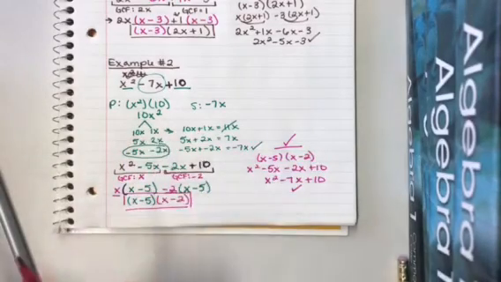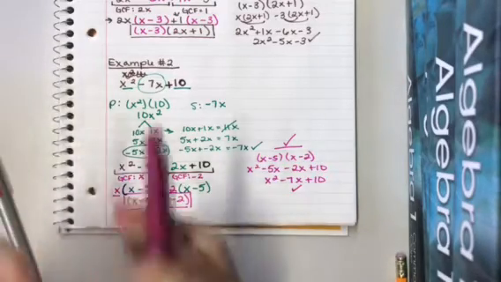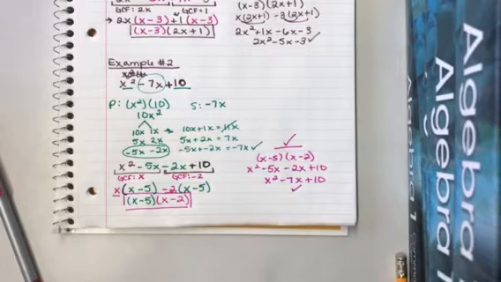So this is how we're going to do factor by grouping. I want you to try a couple examples by yourself, and if it still does not make sense, we're going to learn it tomorrow, okay? But if you do, awesome.